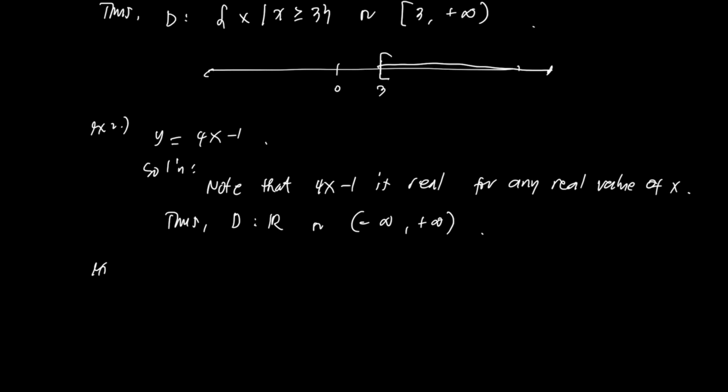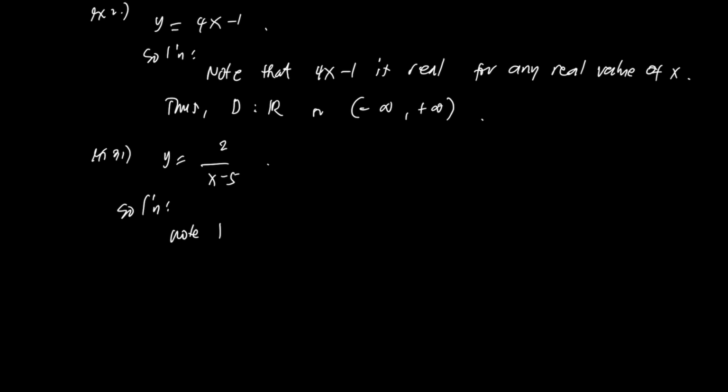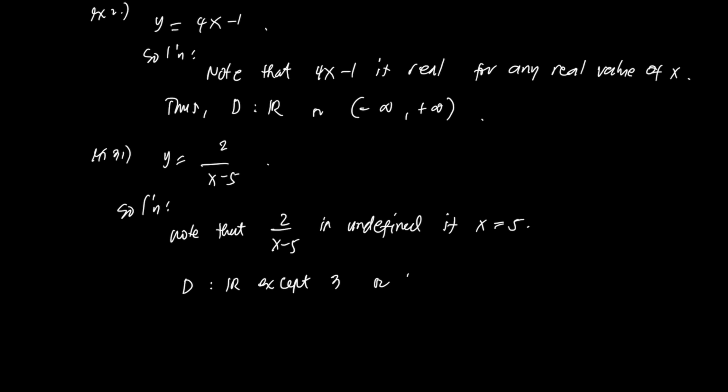Let's have another example. So if we have, say, y is equal to 2 over x minus 5. Take note that 2 over x minus 5 is undefined, or does not exist, if x is equal to 5. So therefore, the domain of the function y is equal to 2 over x minus 5 is all real numbers except 5. Or you can write this one, all real numbers except 5.